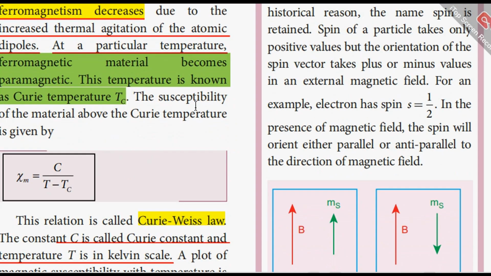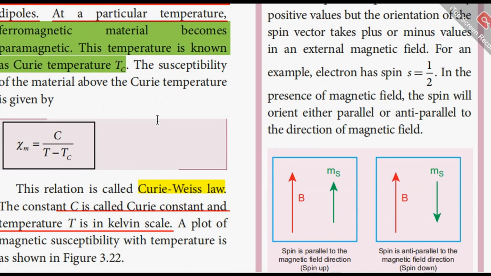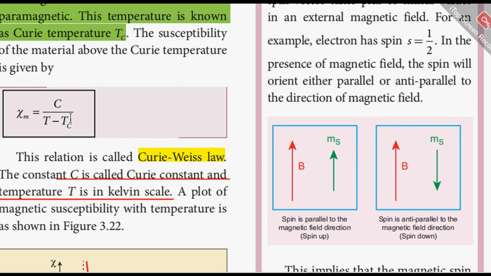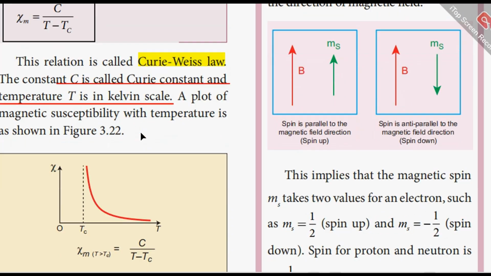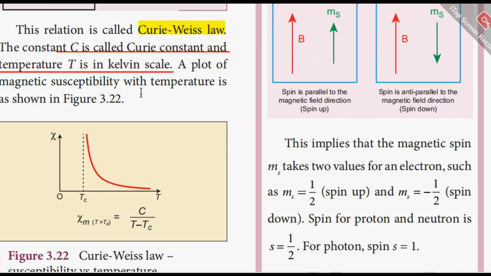And the susceptibility of the material above the Curie temperature is given by chi m is equal to C by (T minus Tc). This relation is called Curie-Weiss law. The constant C is called Curie's constant, and temperature T is in Kelvin scale. The plot of magnetic susceptibility with temperature is as shown here.